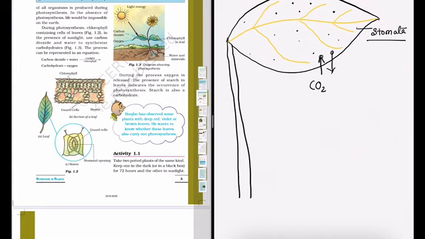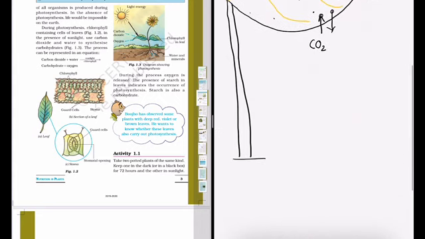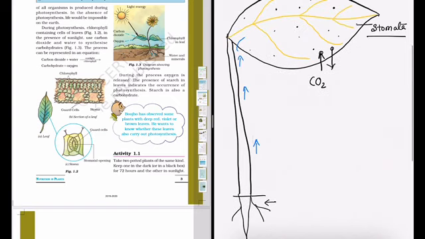And where does the plant get the water from? Roots are there, so the root will absorb the water from the soil, and the water will move through the stem to the leaves. So the leaf is also getting water. It is getting carbon dioxide and water, two things the leaf is getting.